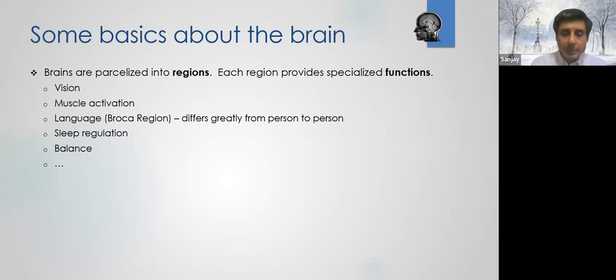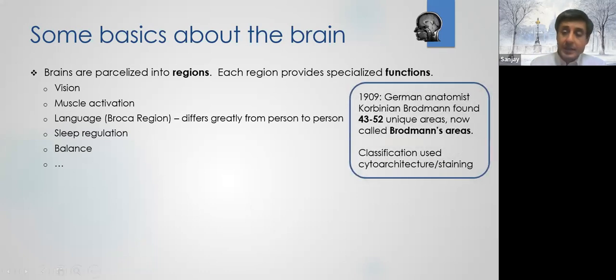Now, one of the things that happened over time is that several scientists tried to come up with more formal techniques to identify specific regions in, let's say, the human brain. They actually did this across species. In 1909, there was a scientist, an anatomist, Brodmann. He came up with his own categorization of human brains, and he initially came up with 52 unique areas. Today they're known as Brodmann's areas.